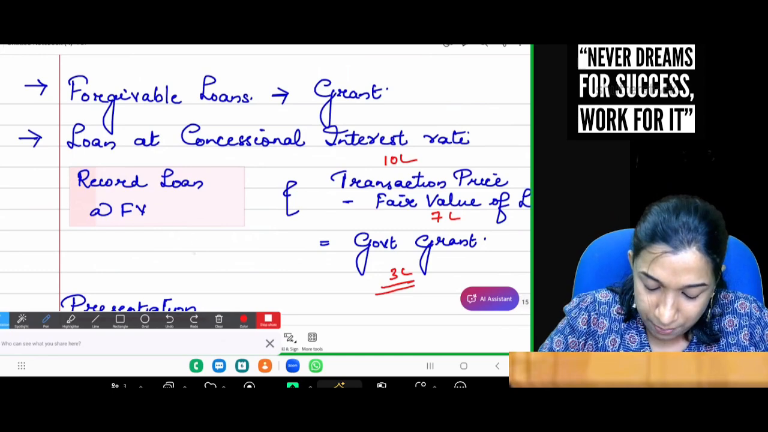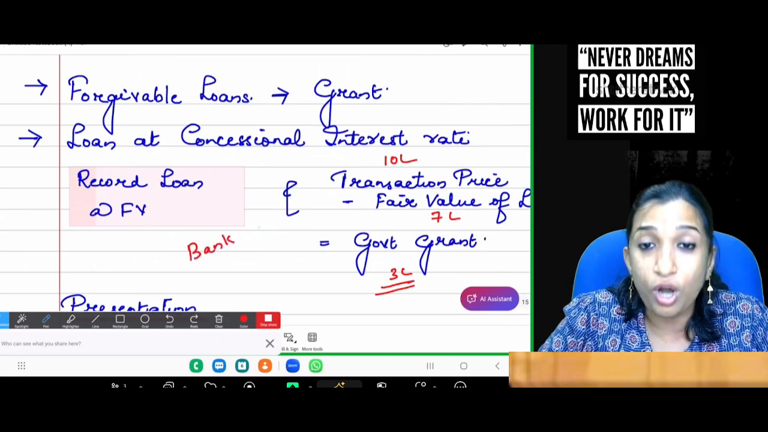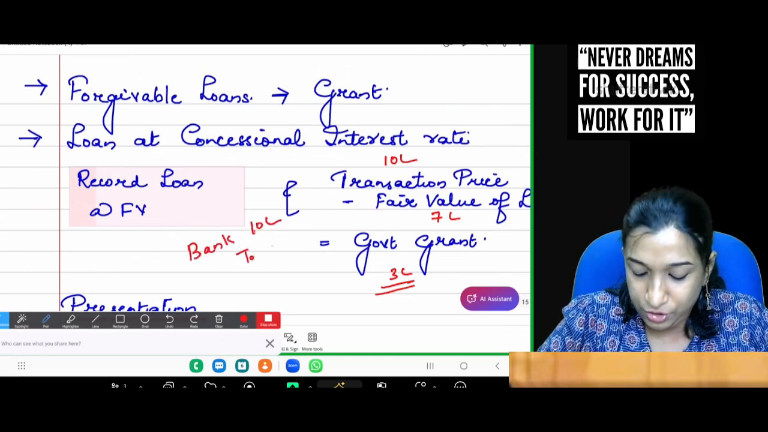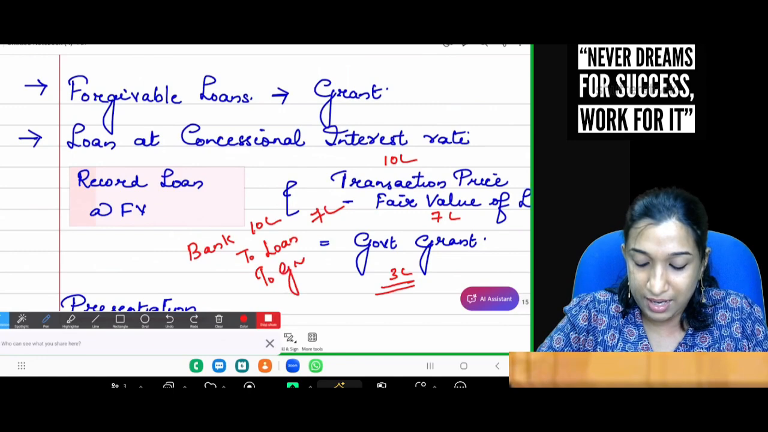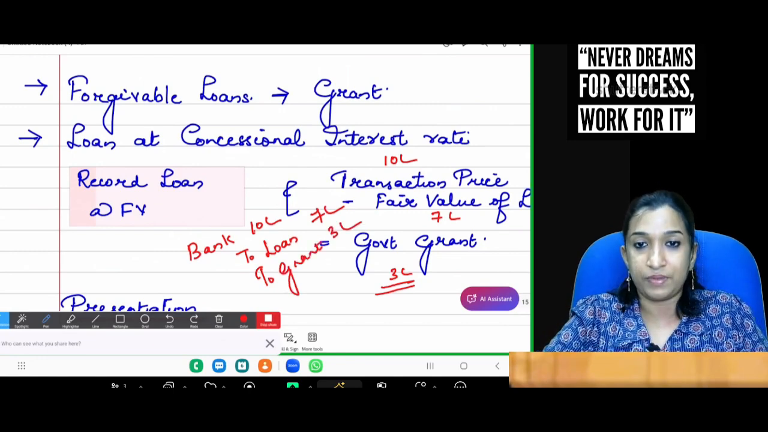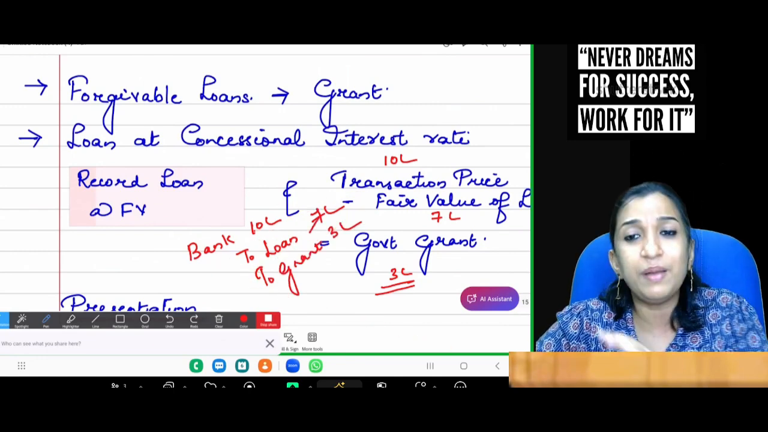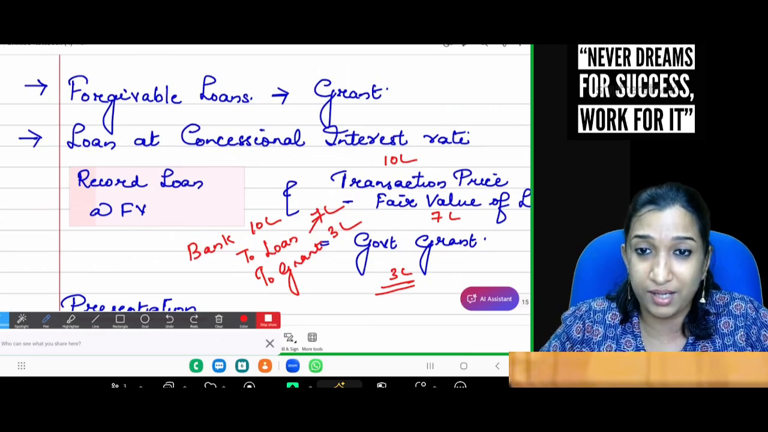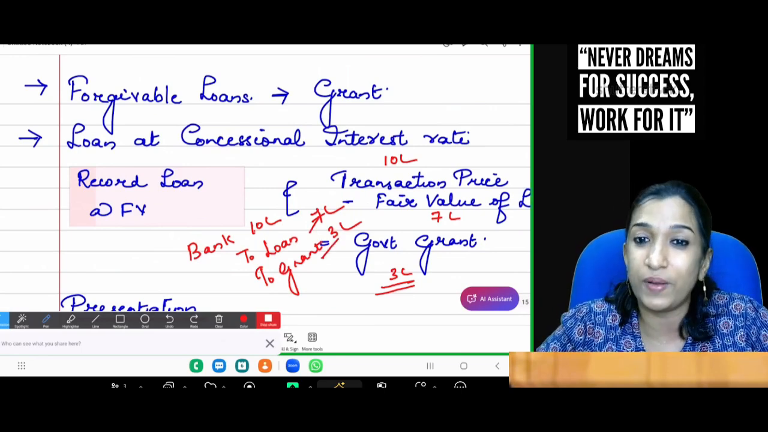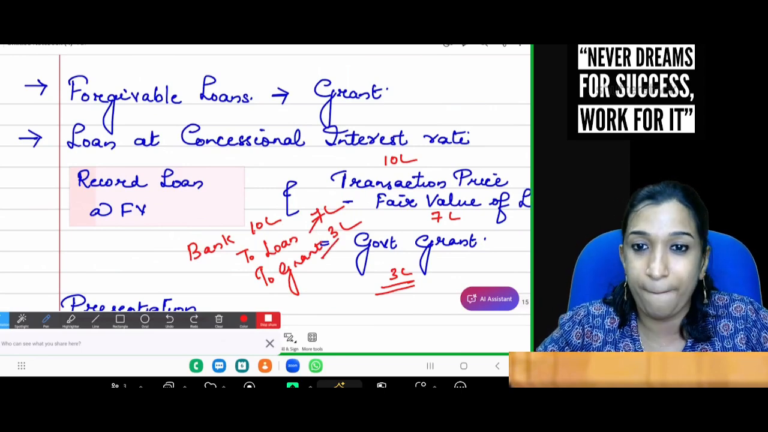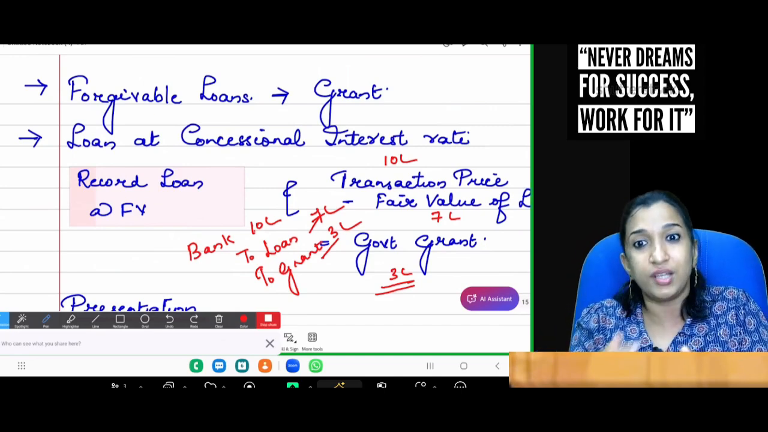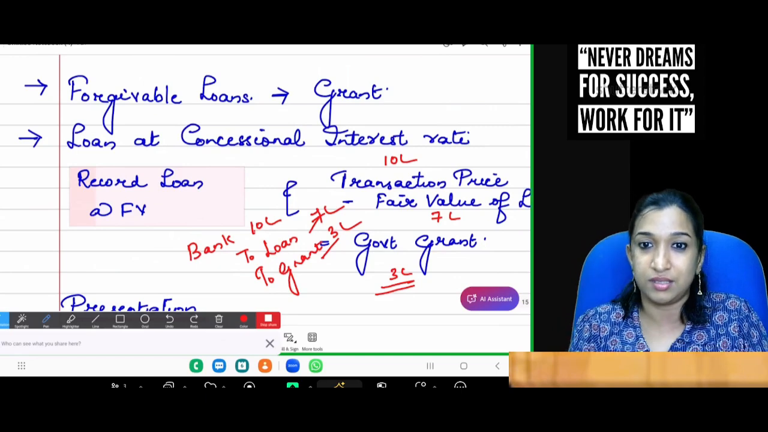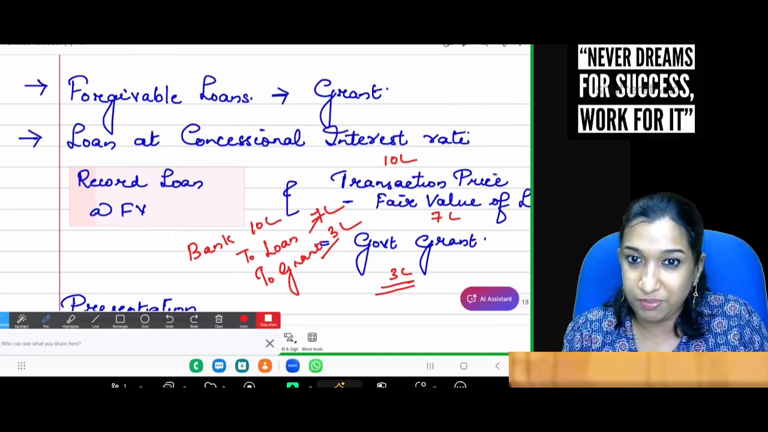So you will pass the entry bank account debit. You got a loan of 10 lakhs, of which the financial liability loan will be only 7 lakhs. Grant will be recorded at 3 lakhs. The loan will be amortized as per IND AS 109 and the grant will be subsequently accounted as per IND AS 20. So if there is no condition, immediately to P&L. If there is a condition, in the ratio of satisfying conditions, it will be amortized to the statement of P&L.